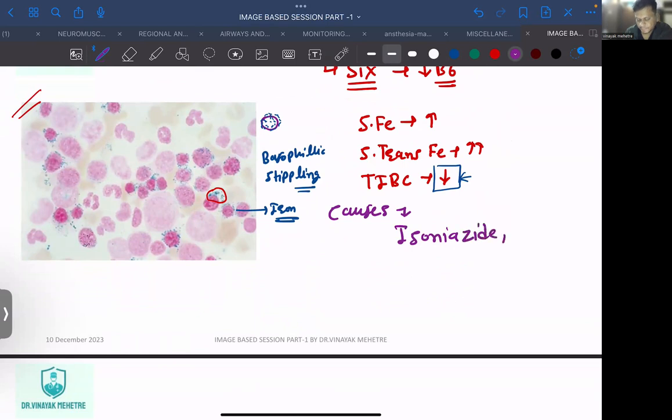Isoniazid. Anti-TB भी बोला था, right? Even one anti-malarial drug as well. Yes, chloroquine. Lead, correct. And vitamin B6, right? Vitamin B6. Now take a look. I'm marking it.